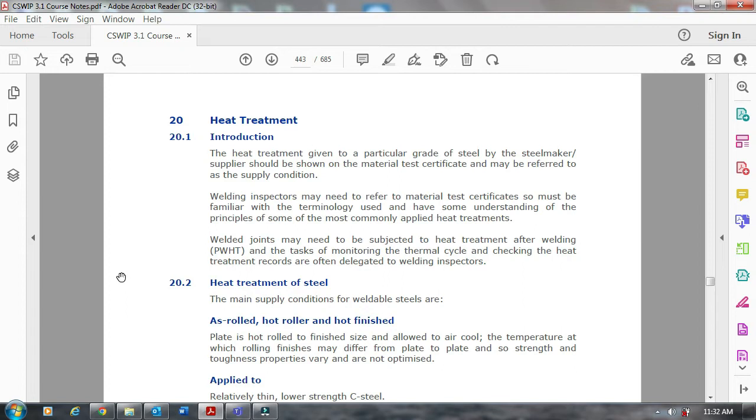So the heat treatment given to a particular grade of steel or steel mix supplied should be shown in the material certificate, and may be referred to as supply condition. When the steel goes through the heat treatment cycle, usually in the material certificate you can see what heat treatment was given to the material. I will show you one.